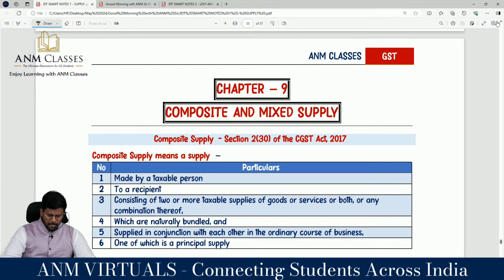Good morning. In that we have done Section 7. What is Section 7? Supply. Section 8 is composite and mixed supply.